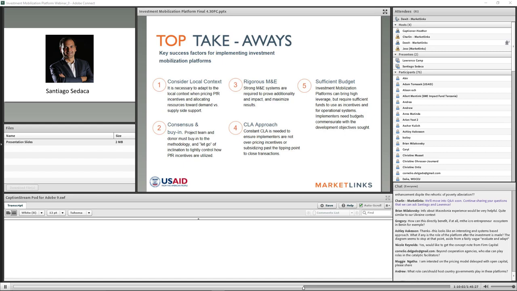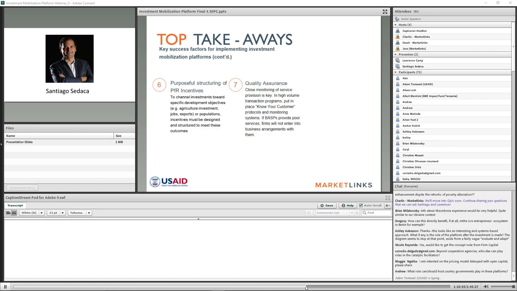Number five, you want to have sufficient budget. Ideally, you have enough money so you can get the synergies of working on both the supply and the demand side. But of course, you can use elements of these programs in some of your private sector development programs or other programs that you may be managing, and overlay them. Right now, that's what we're doing in El Salvador and Guatemala, where we didn't start out with an investment platform, but we are using a number of these elements in achieving some of the results that we want to achieve over there.